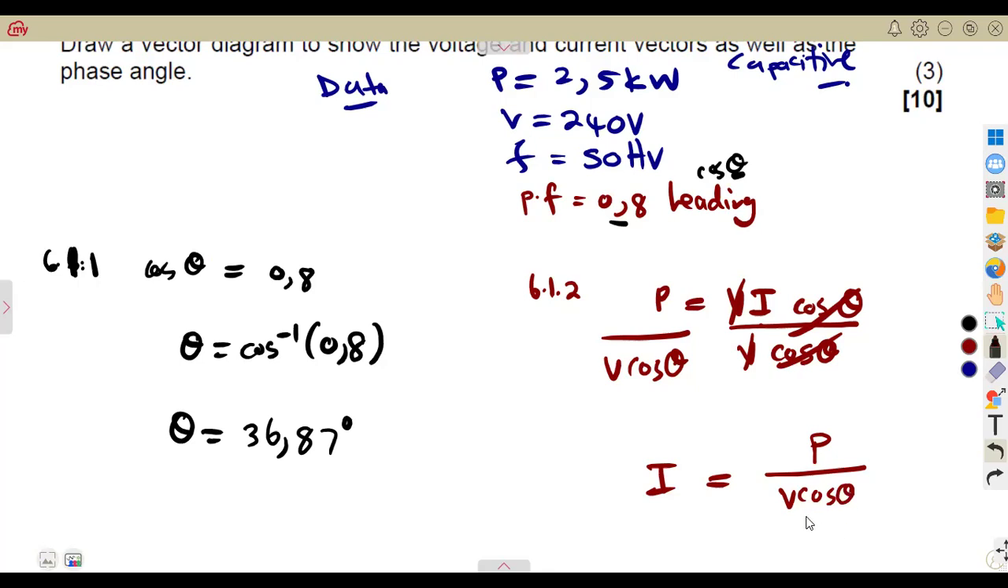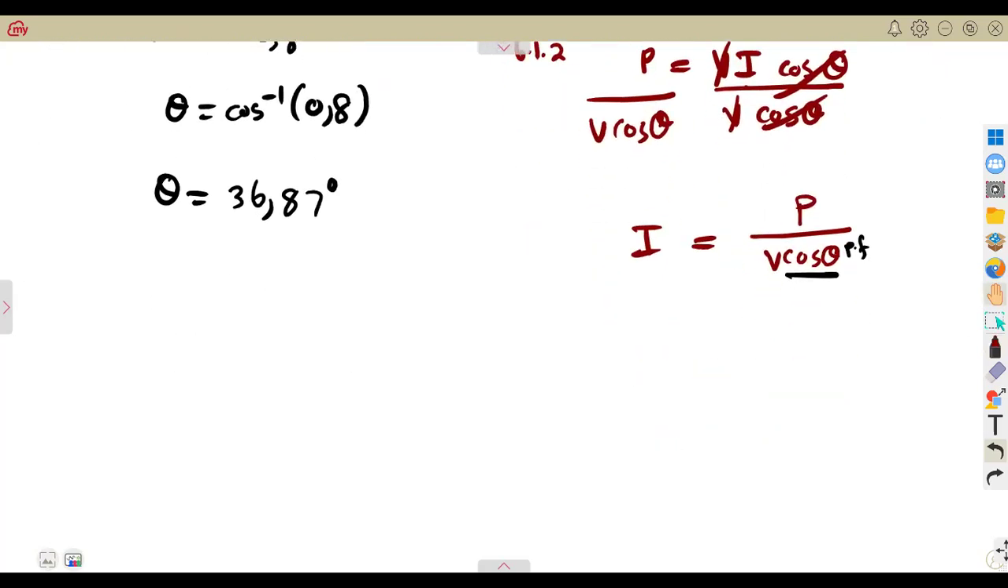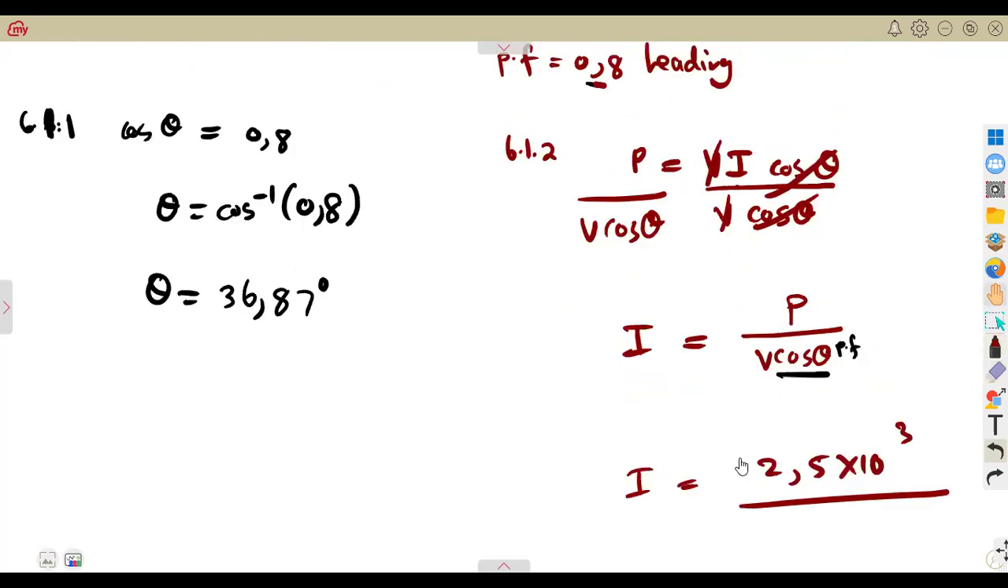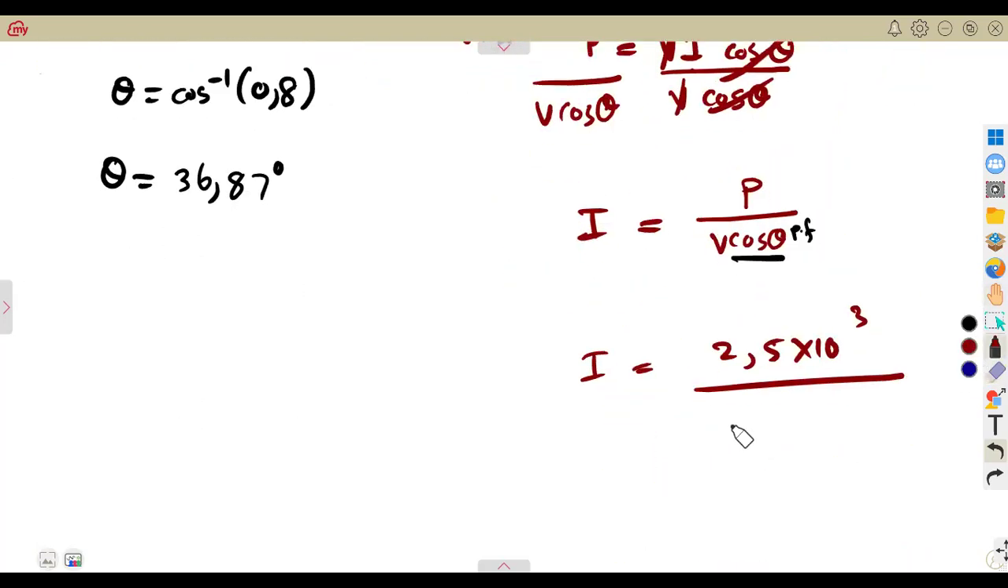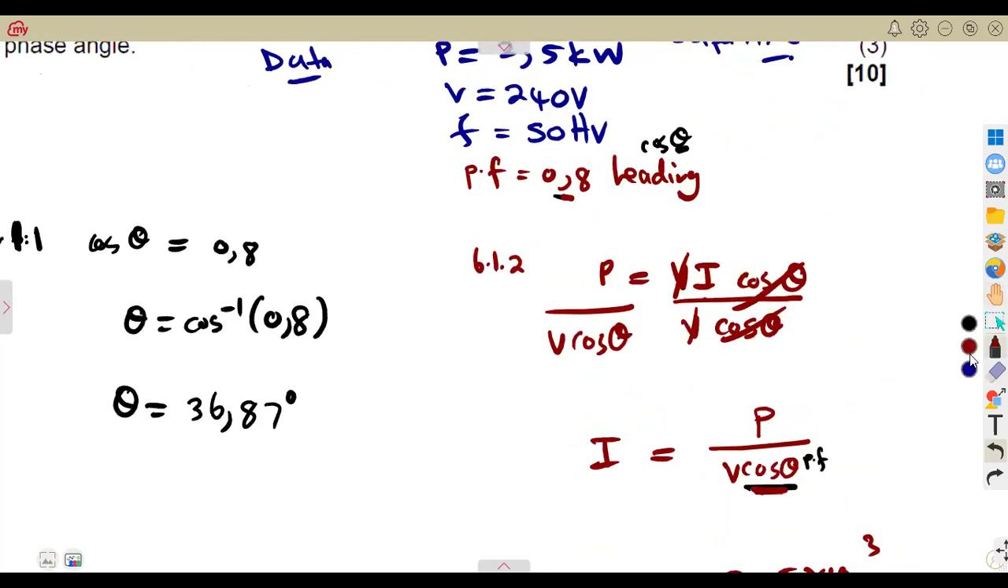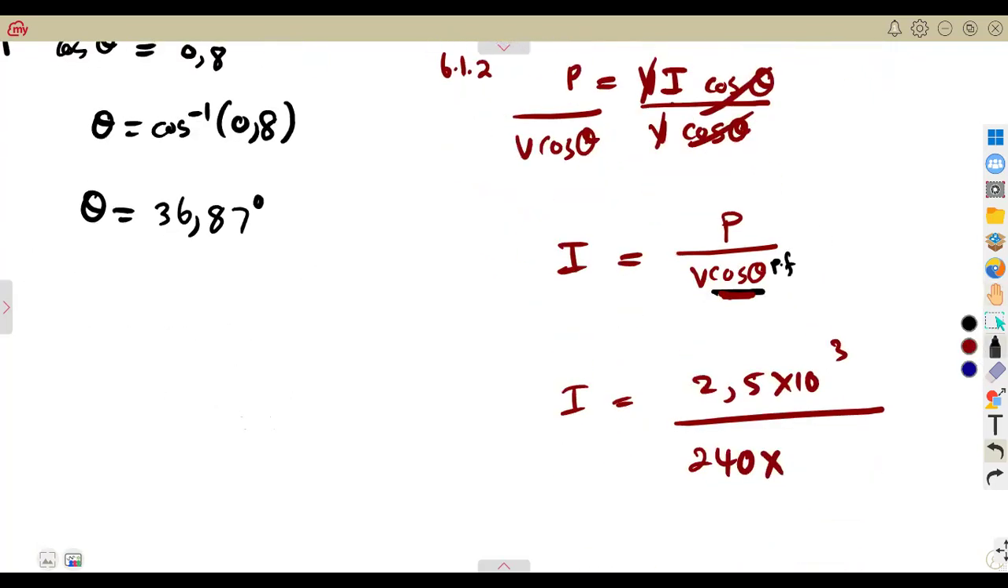Remember, cos theta is the power factor, so you just substitute the 0.8 as it is. The power is 2.5 kilowatt. So our current is going to be 2.5 times 10 to the exponent of 3, over the voltage, which is 240, times the cos of theta, which is the power factor. Instead of using the angle you calculated from that cos of theta, it's already there: cos of theta is the 0.8.